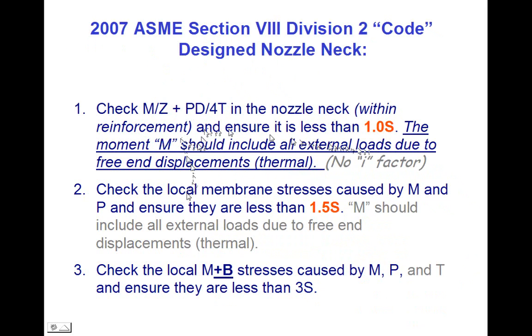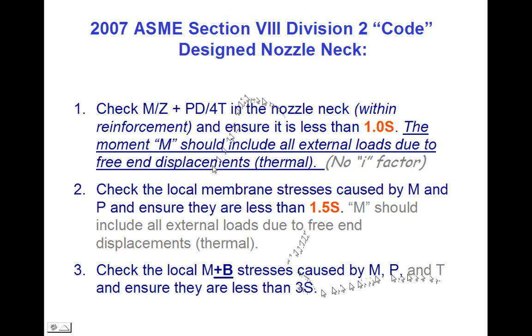New Division 2 requirement. Additionally, the new Division 2 tells us that the local membrane stresses caused by the moments and pressure must be less than 1.5 S, and the moment should include thermal expansion due to attached piping. And then the membrane plus bending stresses due to moments, pressure, and temperature must be less than 3 SM. This is the typical one. This is the one of concern. This is a little bit new.